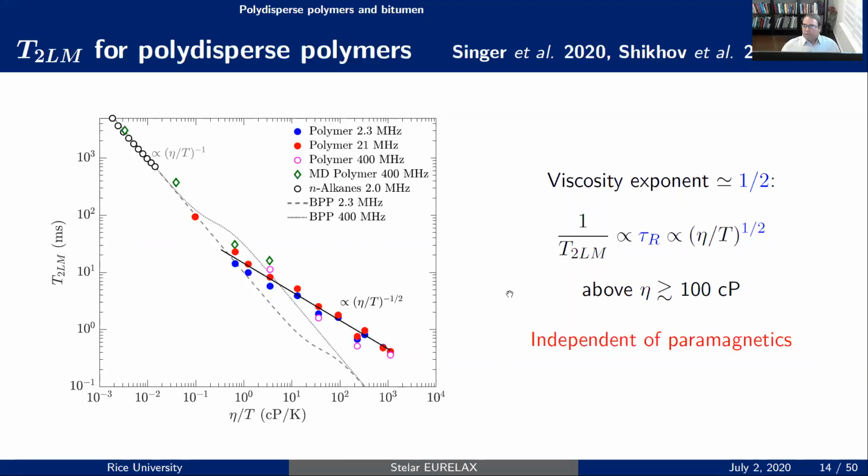We saw the same thing for the polymers, okay? This is now a collection of data from Shikov et al. and Arns, and it's deoxygenated alkanes. It follows the BPP very well, but our polymer data, again, has this anomalous exponent, and the MD simulations agree pretty well, shown here. And again, independent of paramagnetics.